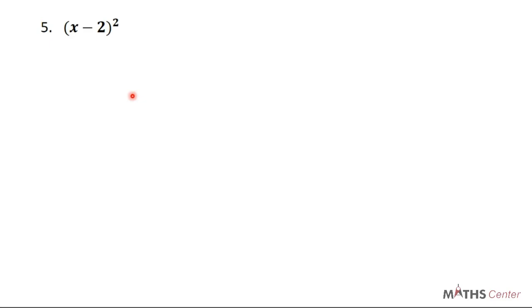x minus 2 all squared. Now, if you watched the video on indices, you came to see that a squared is the same as a times a. So x minus 2 all squared is the same as x minus 2 in one bracket, then x minus 2 in another bracket.